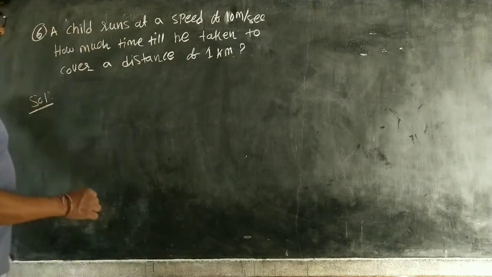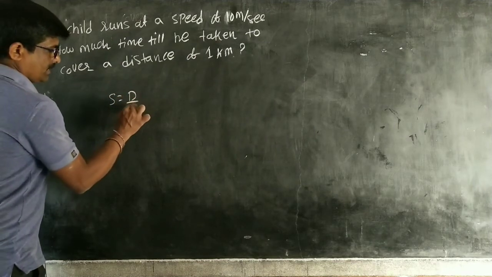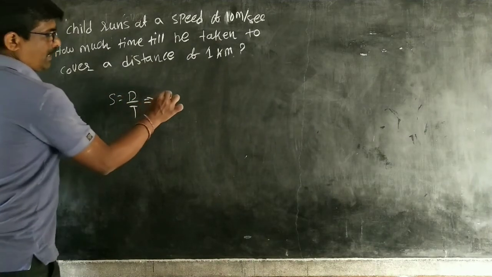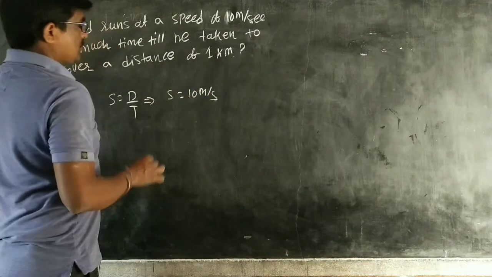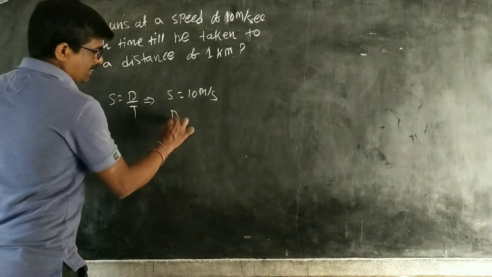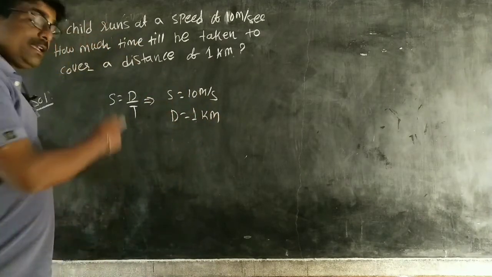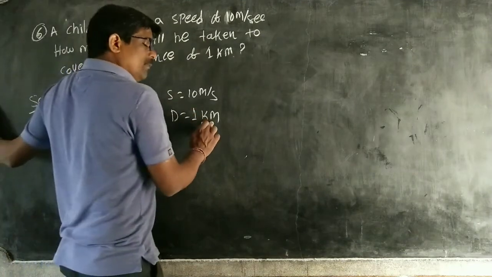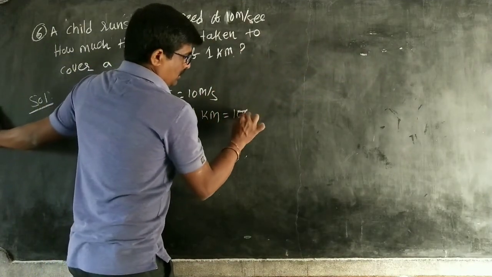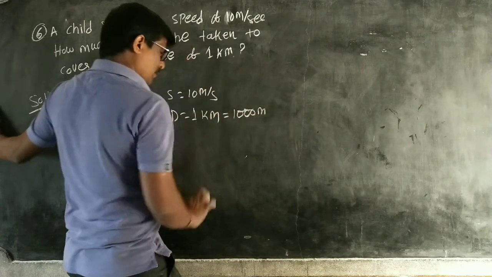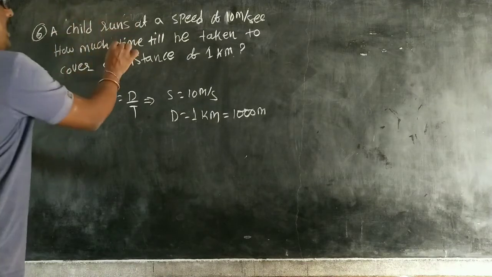Okay, observe. Speed is given. What is the formula? Speed is equal to distance by time. Speed is 10 meters per second. Distance d is equal to 1 kilometer, but it is given in meters. That's why I am going to change these kilometers into meters, that is equal to 1000 meters. Now, what am I going to find? I am going to find time.